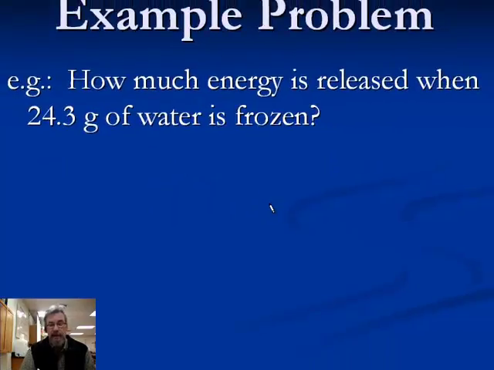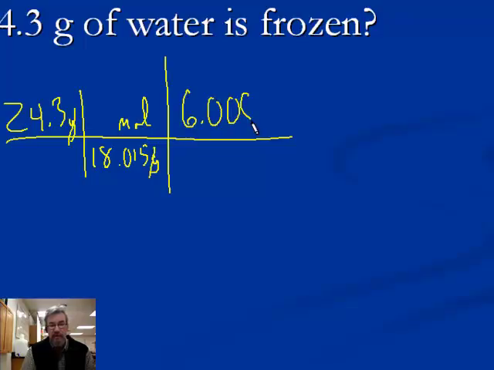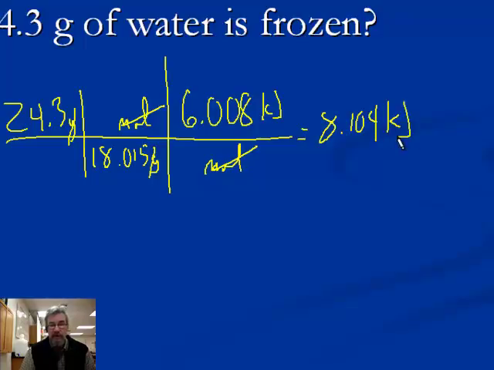Here's another problem. It asks how much energy is released when 24.3 grams of water is frozen. Well, you can do this a very similar way. Starting out with 24.3 grams, we first change this into moles, so 18.015 grams per mole. That gives us moles. And then for freezing water, 6.008 kilojoules are going to be released for every mole. That's the molar heat of fusion. The amount of energy it takes to melt water is exactly the same as the amount you'd have to release to freeze water. The answer here is 8.104, and the unit is kilojoules.